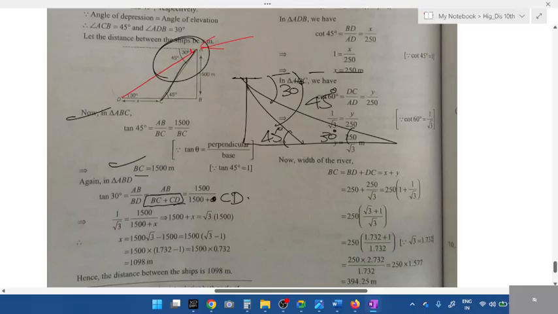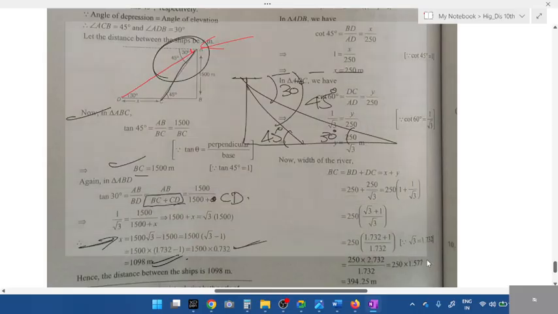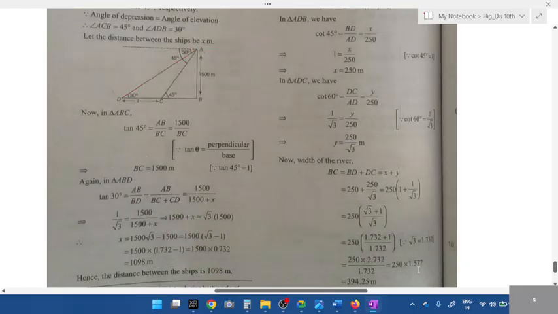CD. Cross multiply. See, 1500 you take common, 1500 common, root 3 minus 1, you get this answer, 1098 meters. This answer they have given according to board exam evaluation. Even in the board exam, if you do the same, you will get full marks. This is how we are supposed to do.